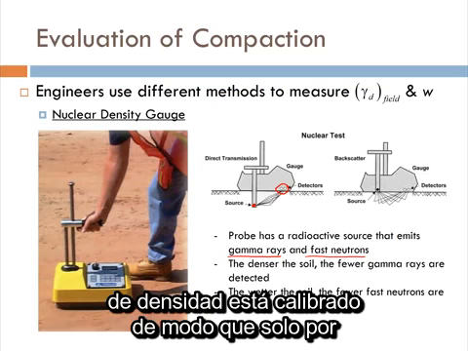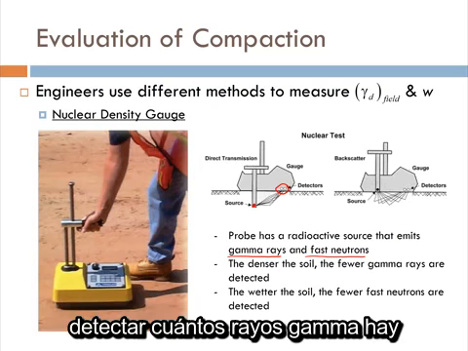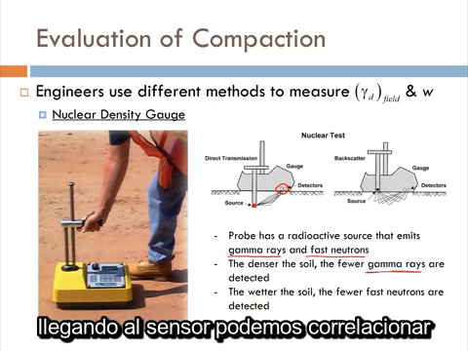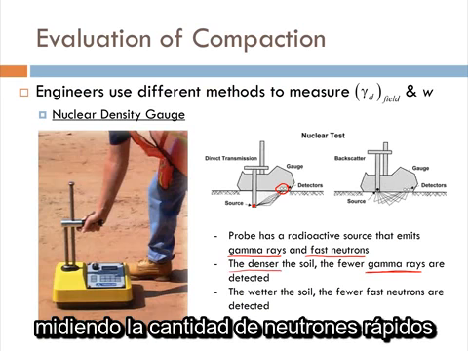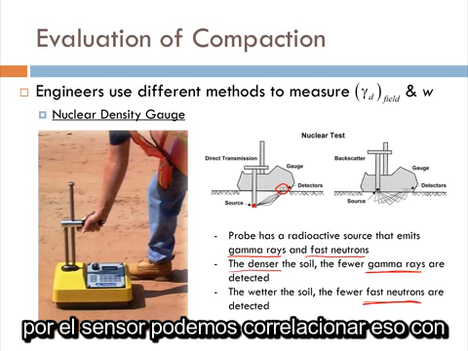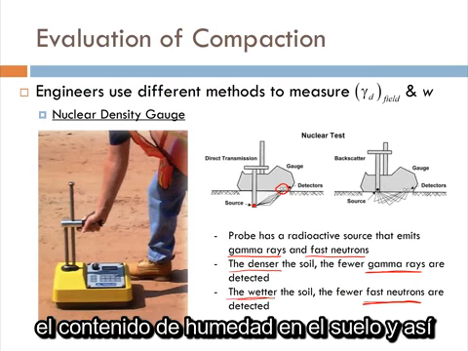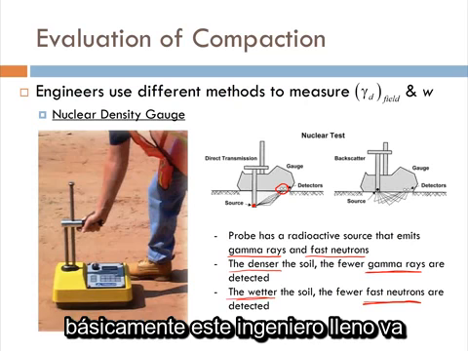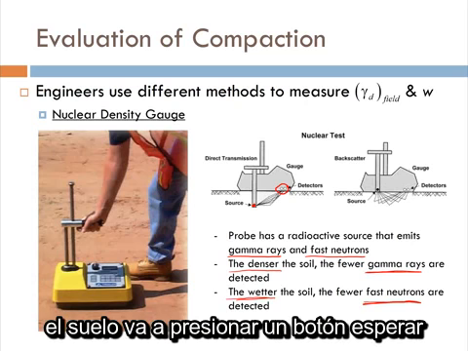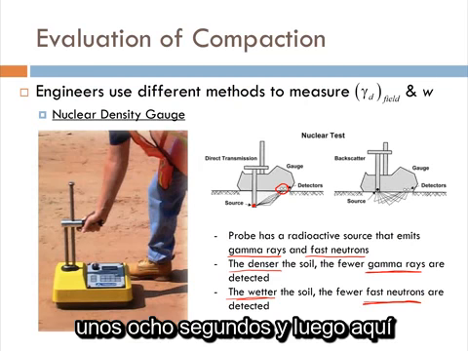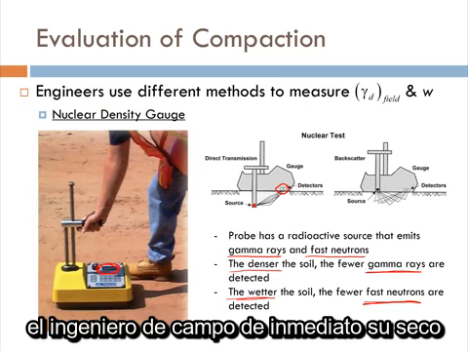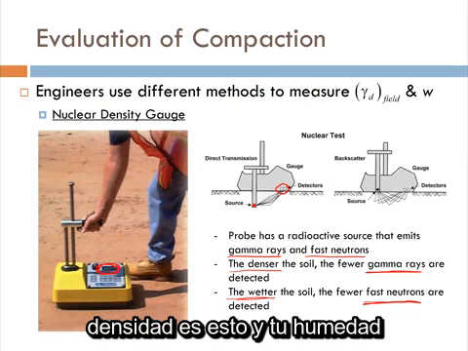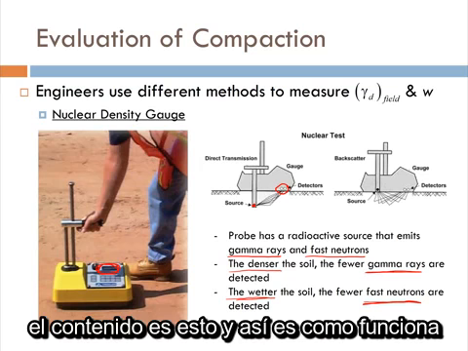The density gauge is calibrated so that just by detecting how many gamma rays are reaching the sensor, we can correlate that to the dry density of the soil. And by measuring the amount of fast neutrons at the sensor, we can correlate that to the moisture content in the soil. Basically, the field engineer is going to put this probe into the ground, push a button, wait about 8 seconds, and then right here on the screen, it's going to tell the field engineer right away, your dry density is this, and your moisture content is this. And that's how it works.